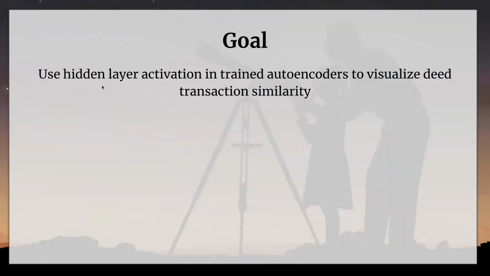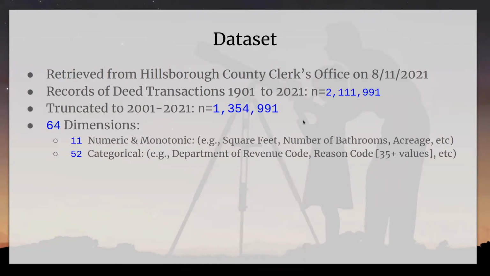So the goal of this project was to use hidden layer activation and trained autoencoders to visualize deed transaction similarity. And those deed transactions are also known as conveyances. My dataset came from Hillsborough County's clerk office on 8/11. It consisted first of over 2 million records, and after truncating it just to the last 20 years, that ended up being 1.3 million records. Those included 64 dimensions, 11 of which were numeric and monotonic, meaning that they were numeric and more meant more of the thing, and the remaining 52 were categorical dimensions.